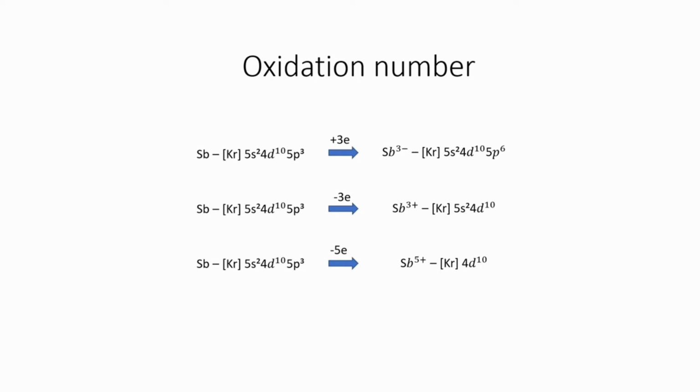In this oxidation state, antimony is less stable than the others listed here. Lastly, antimony releases 5 electrons, removing its 5p and 5s electrons. In this state, antimony has reached a stable octet electron configuration.